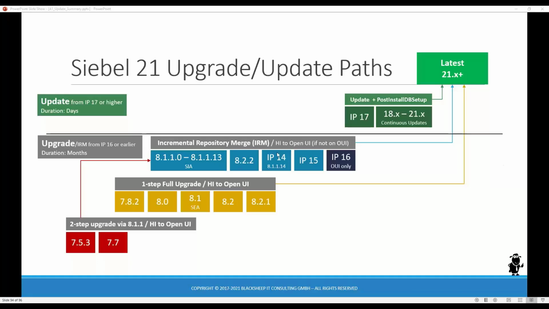You see the path here from IP14. That's the blue path. Basically, you have a probably already OpenUI-enabled IP. So with IP14, it's just a one-step upgrade to 21.7. But you have to go through IP17, right? No, it's direct. Since 21.2, you have the MDE installer, which does away with the requirement to install 17.0 first.